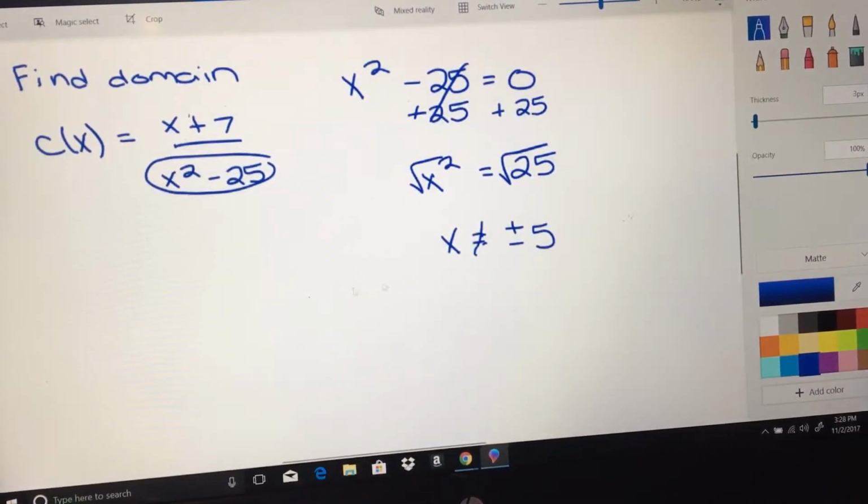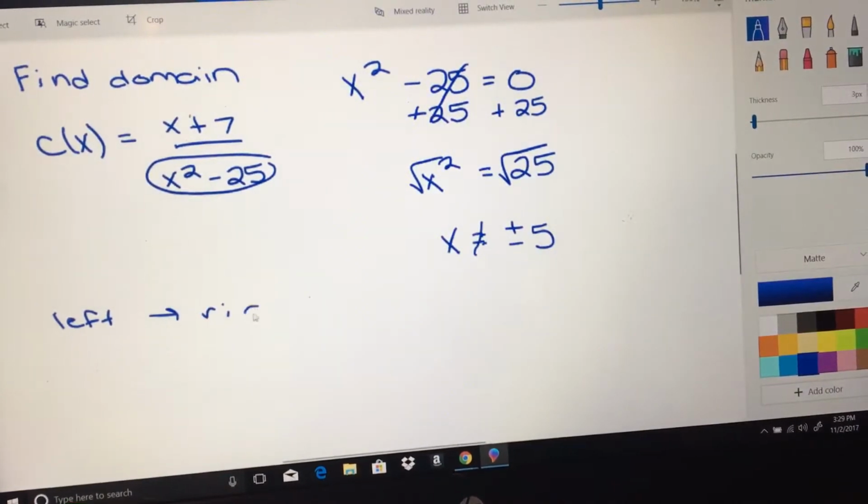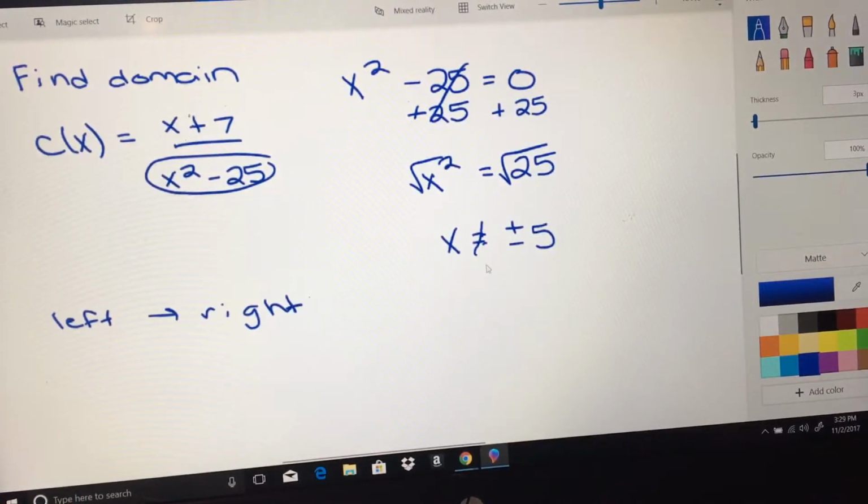So how do we write that? Well, we start from the left. So remember, domain always goes from left to right. Okay, so if I'm thinking about my number line here, or my x-axis, my negative number is going to be farthest left. So that's going to be that negative 5. And then I'm going to have a 5 over here.